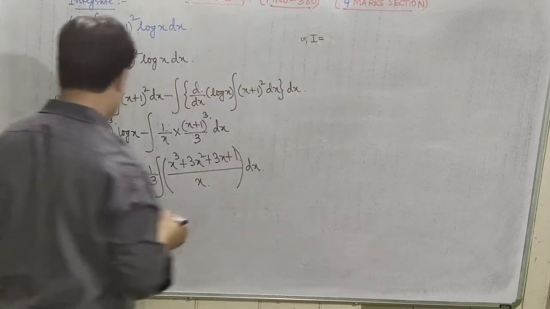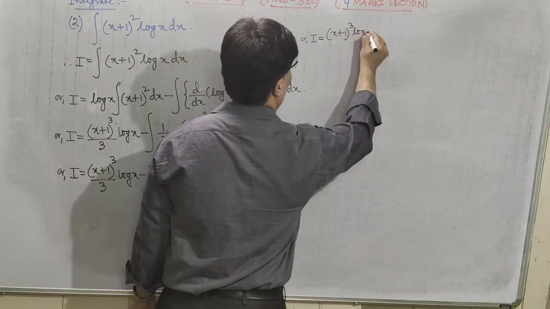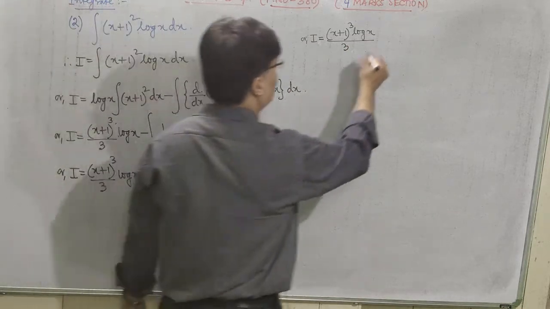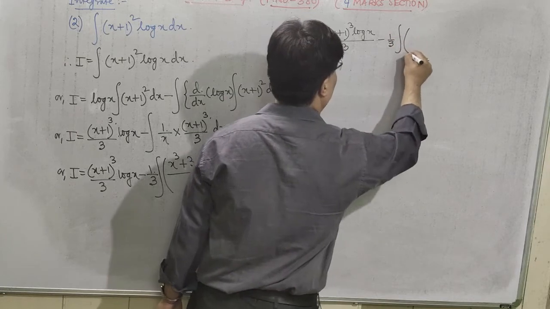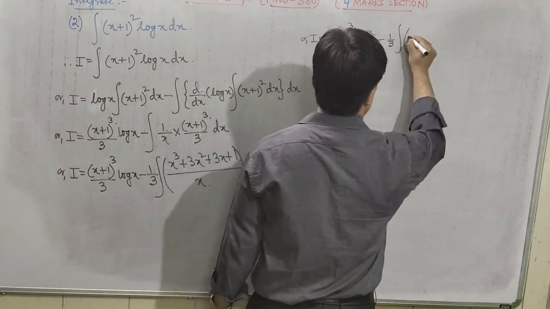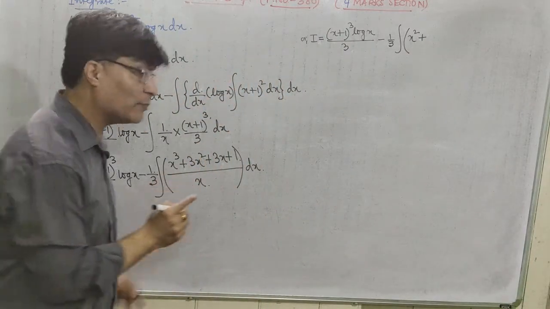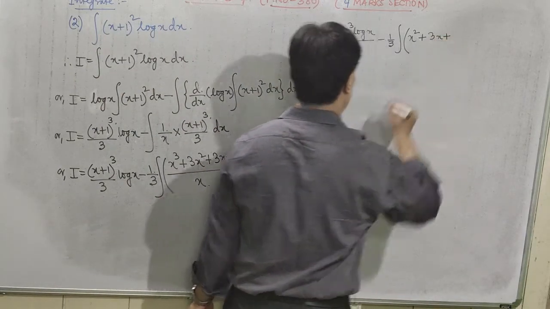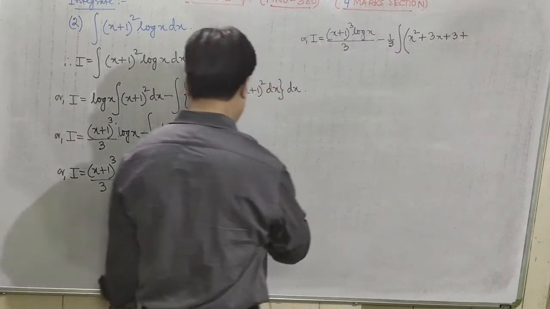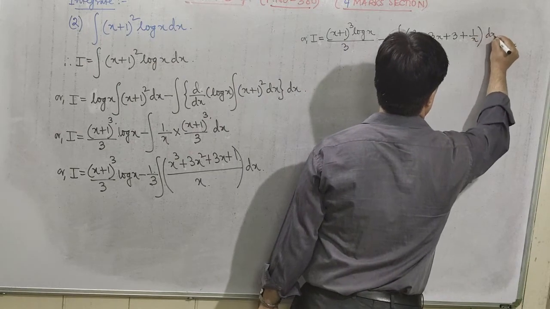So now let us simplify it again. I is equal to, the first term is kept as it is, you don't have to simplify it. So (x plus 1) whole cube log x divided by 3, right? Minus 1/3 integration of, let us separate the fraction. x cube by x, what is x cube by x? This is your x square, you can divide it. Plus 3x square by x is 3x. Plus, next, what is 3x by x? That is your 3 only. Plus, last one is 1 upon x. Is that clear? So the last one is 1 upon x, bracket closed, dx.